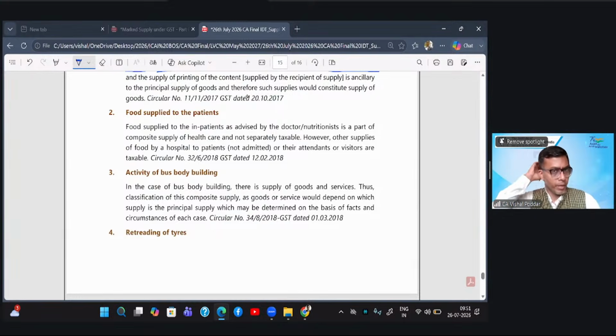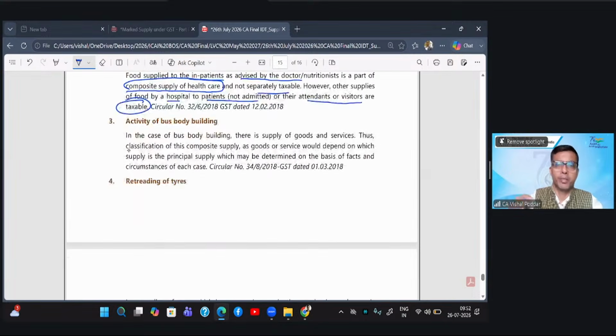Further clarification: when a patient is admitted in the hospital, along with the stay, the patient is also provided food. Whether this food is to be treated as a separate supply or a composite supply. So the answer is, food which is supplied to an inpatient, as per the advice of the doctor who is treating you, will be treated as part of composite supply of healthcare service. And since healthcare is exempt, this will become exempt. However, where the food is supplied by the hospital to non-inpatients, that is outpatients, or to their attendants or visitors, it is a separate supply and hence it is taxable.